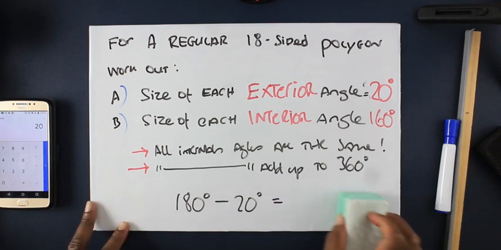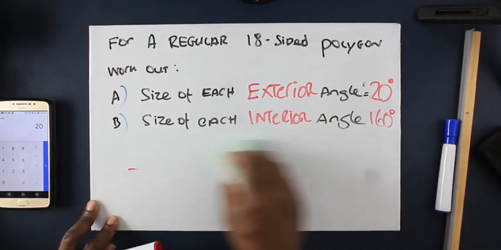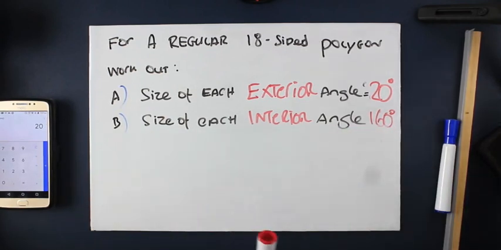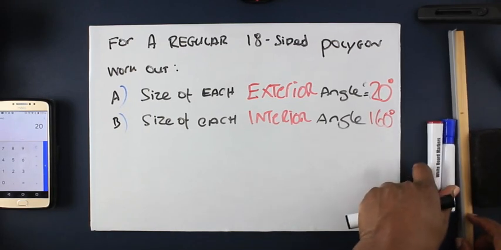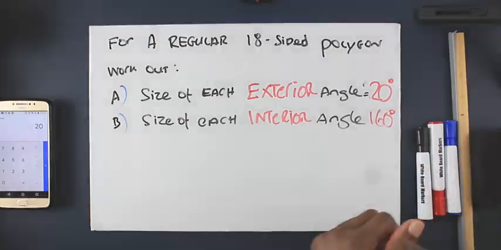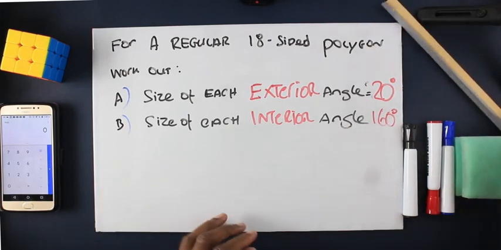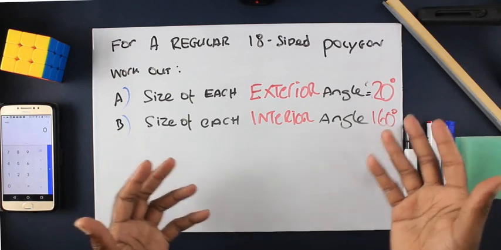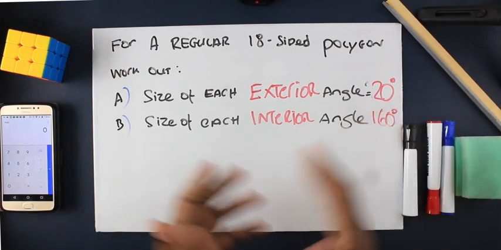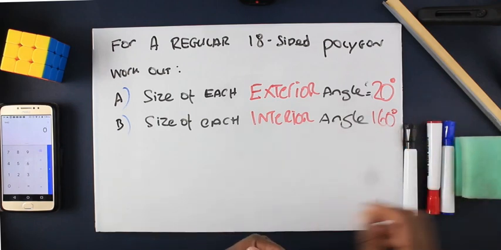Now, can we be absolutely sure of this? I mean, we don't have a drawing, so we can't exactly show that this is true. Well, there is a way of showing that this is true because we could have done it another way. So how could we have done this another way around? We've found that the exterior angle was 20 degrees, all exterior angles, and the interior angles are 160 degrees.